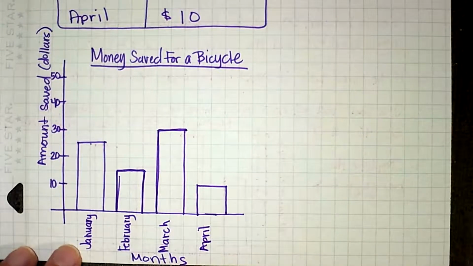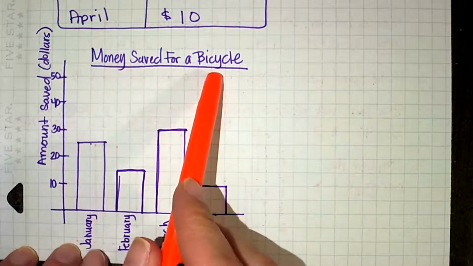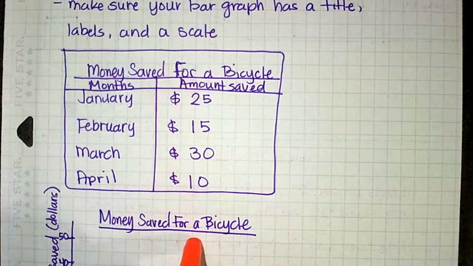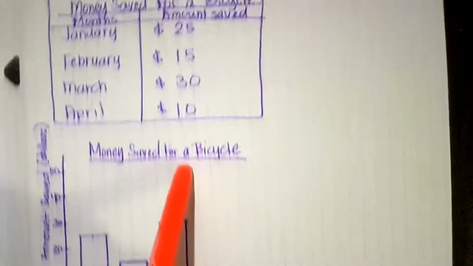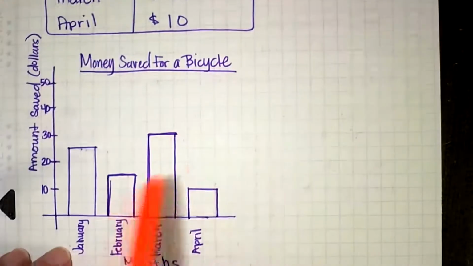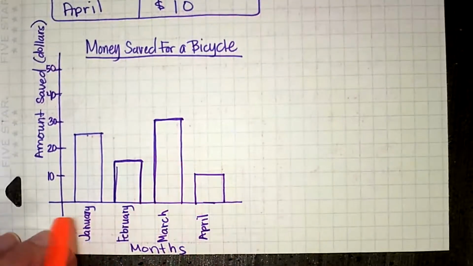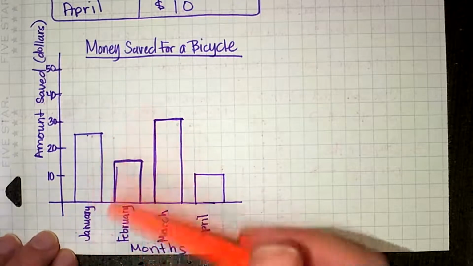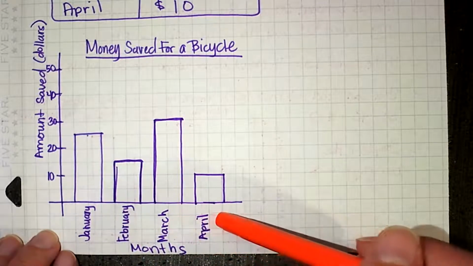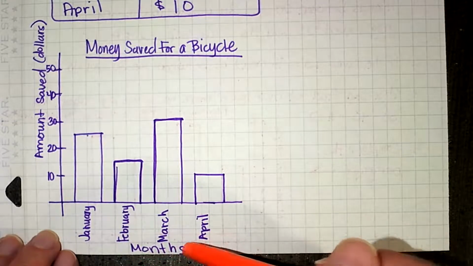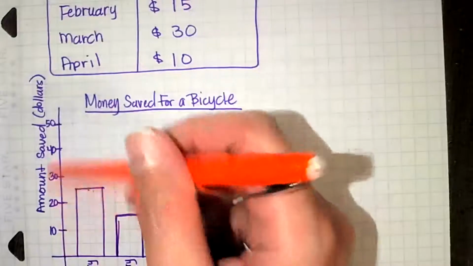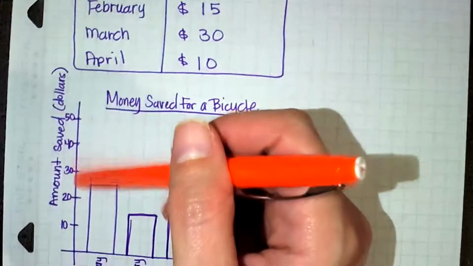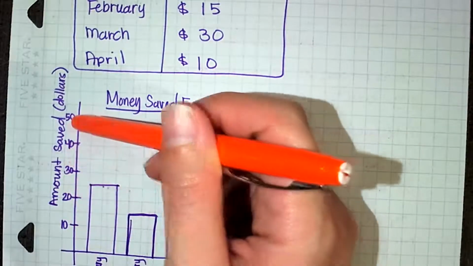So I can see over here that I have a title, money saved for a bicycle, and that matches the title in my data table. Since it's all showing the same information, the titles need to match. I labeled my different sides. So my bottom is the categories, what I'm measuring, and I'm measuring the money saved in January, February, March, and April, and that's measured in months. So I labeled it months. But on this side, this is my scale. I'm putting the amount saved in dollars. And here I'm skip counting by tens.